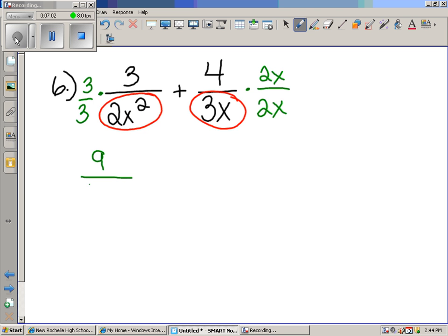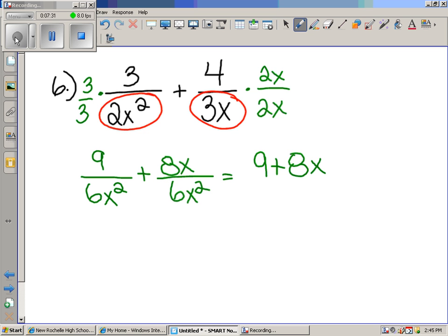We get 9 over 6x squared plus 8x over 6x squared. And what's 9 plus 8x? The problem is it's not 17x because this one doesn't have an x next to it. It's just 9 plus 8x because those are not like terms. Very nice. Over 6x squared.